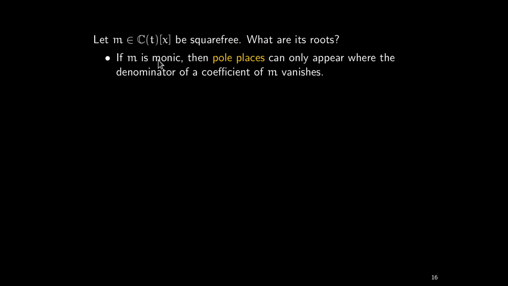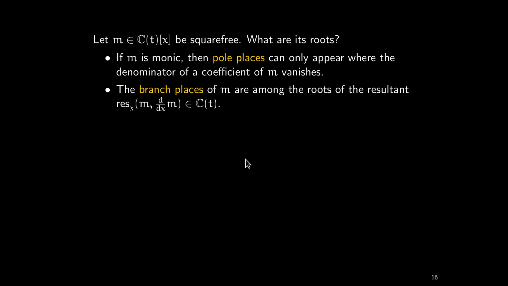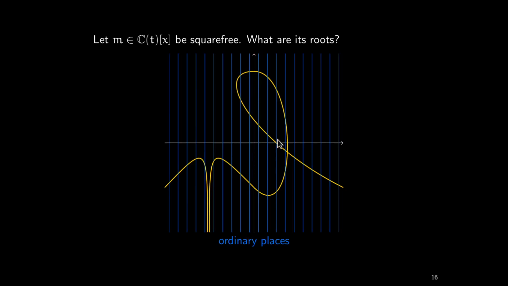On the other hand, if you prefer to have a monic polynomial, then this leading coefficient will be the denominator of all the other coefficients. So this is where the pole places are: you can recognize them as the roots of the denominators of the rational coefficients of the monic m. And the branch places are also easy to recognize because they are the ones where the curve has a vertical tangent. A vertical tangent means that if you turn this picture around, flip it by 90 degrees, and view this as a function of x that maps x to t.